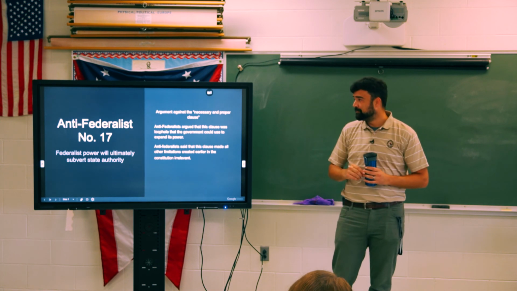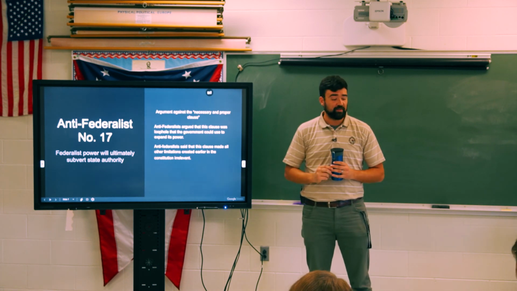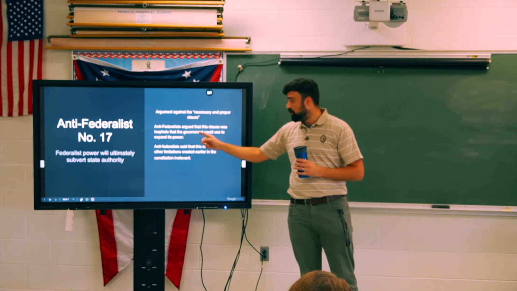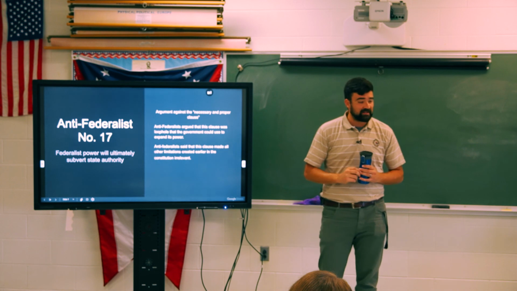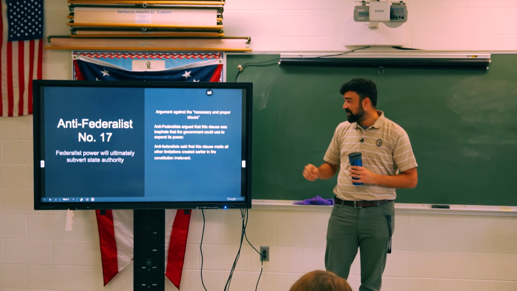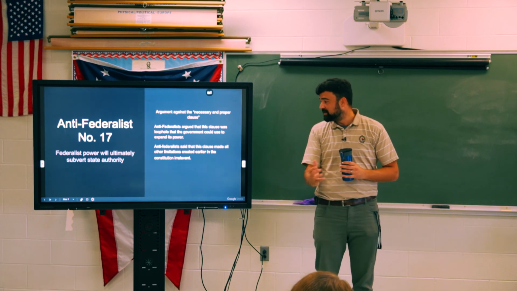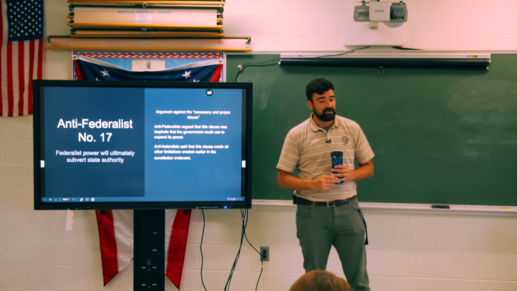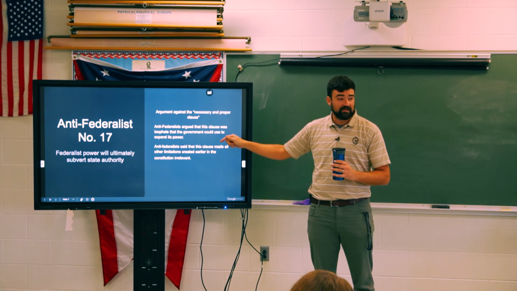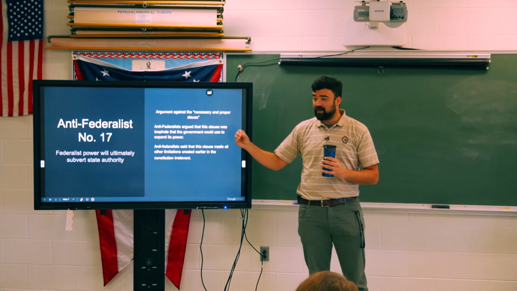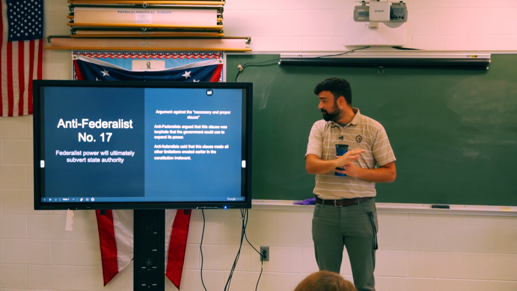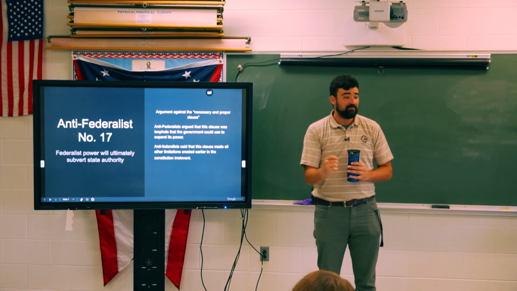They argue against the Necessary and Proper Clause. Anti-Federalists argue that this clause was a loophole that the government could use to expand its power. The Anti-Federalists said that this clause made all other limitations created earlier in the Constitution irrelevant. Okay? So they said, because we have the Necessary and Proper Clause, we're giving the federal government a way to get past any other restrictions, any other limitations we've made on them.